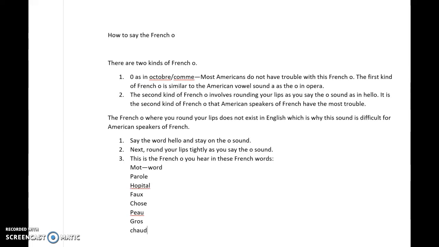How to say the French O. There are two kinds of French O. There's the O as in octobre and comme.